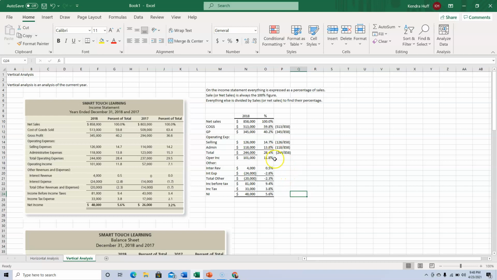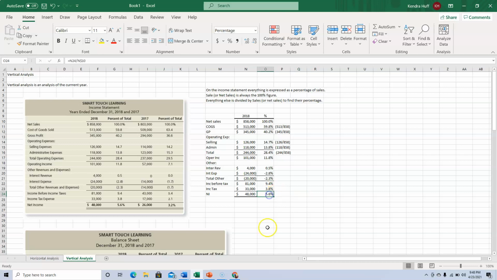Okay, so basically what this is showing you is how much of every dollar you sold went to these various items. So for every dollar of net sales I had, almost 60 cents out of that dollar went to pay for the item that I sold. All right. Then about 15% went for selling expenses, 14% for admin. I had 0.5% for interest revenue. Interest expense ate up about 3% of it. And then my income before income tax, I had a little more than 9 cents left over out of every dollar I sold.